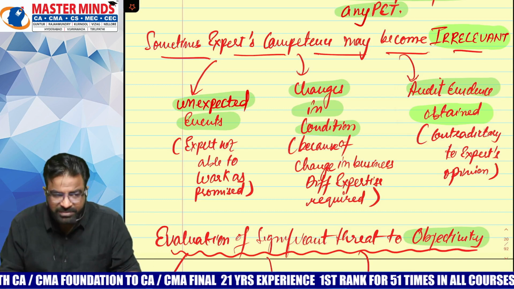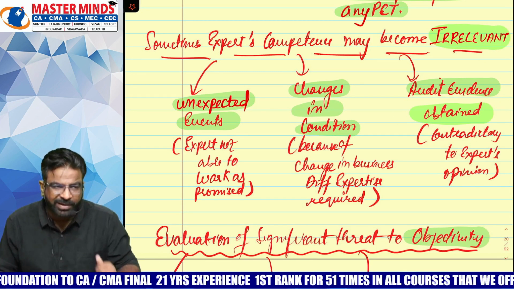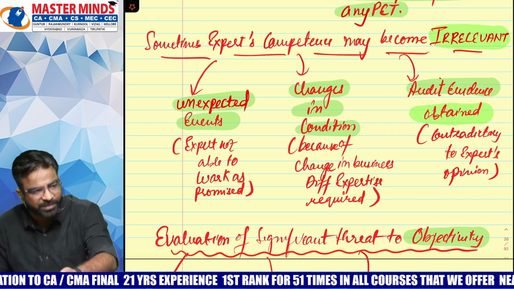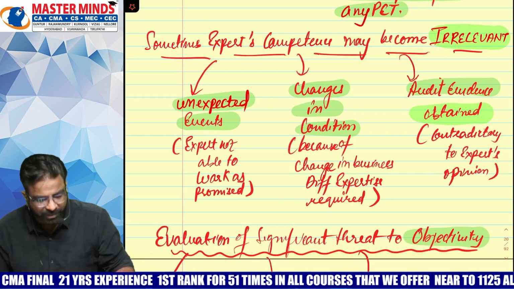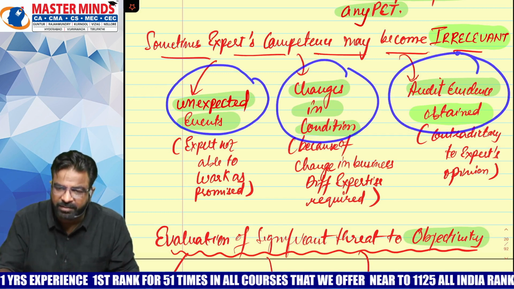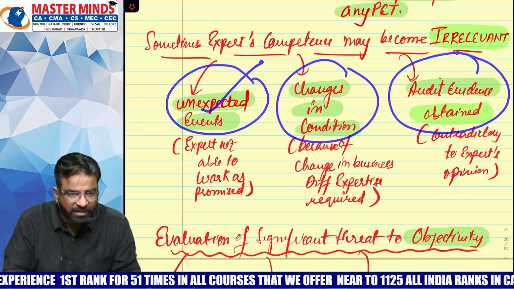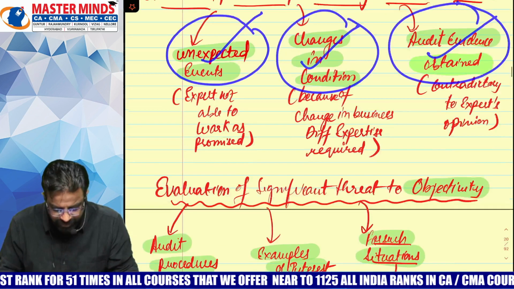What is the third thing? Audit evidence obtained by the expert is contradictory to the auditor's opinion. What I told him, he didn't understand. He brought me something else. Is his work relevant or irrelevant? Irrelevant. So what are the 3 circumstances under which his work becomes relevant? Unexpected events have happened. Changes in conditions. Audit evidence obtained.